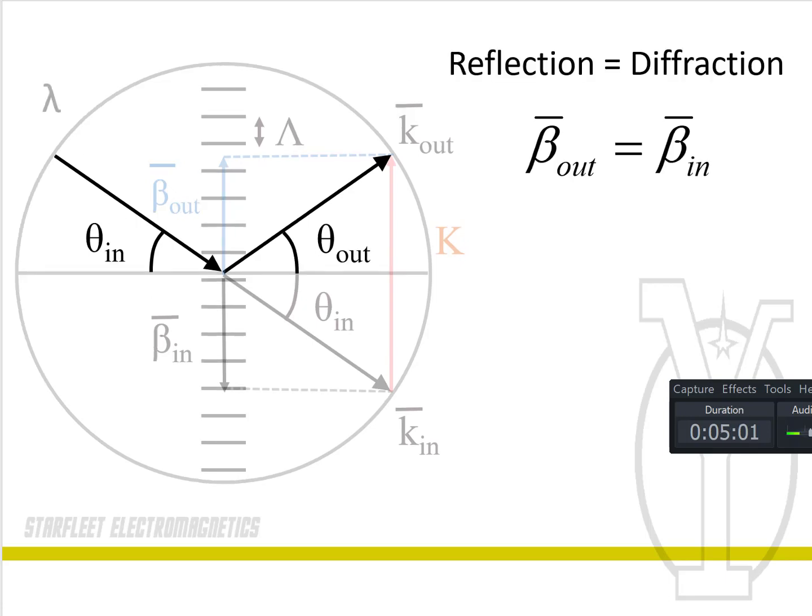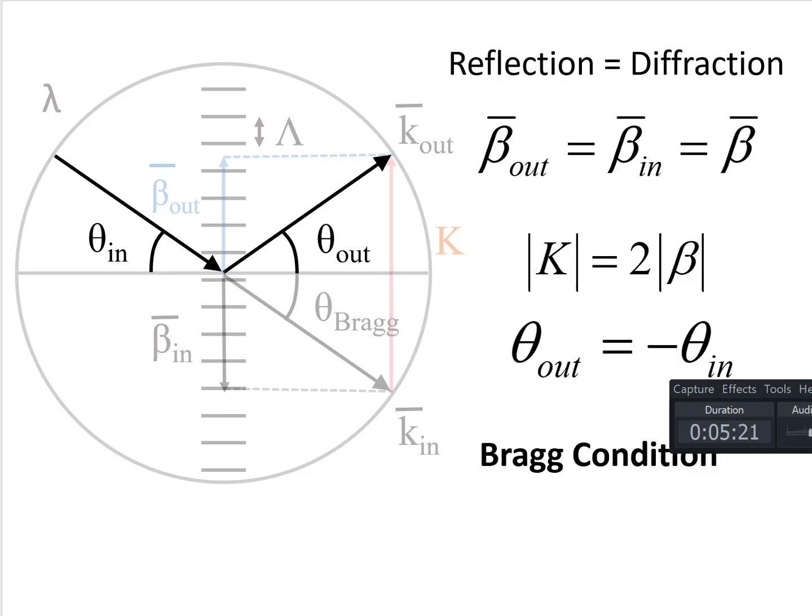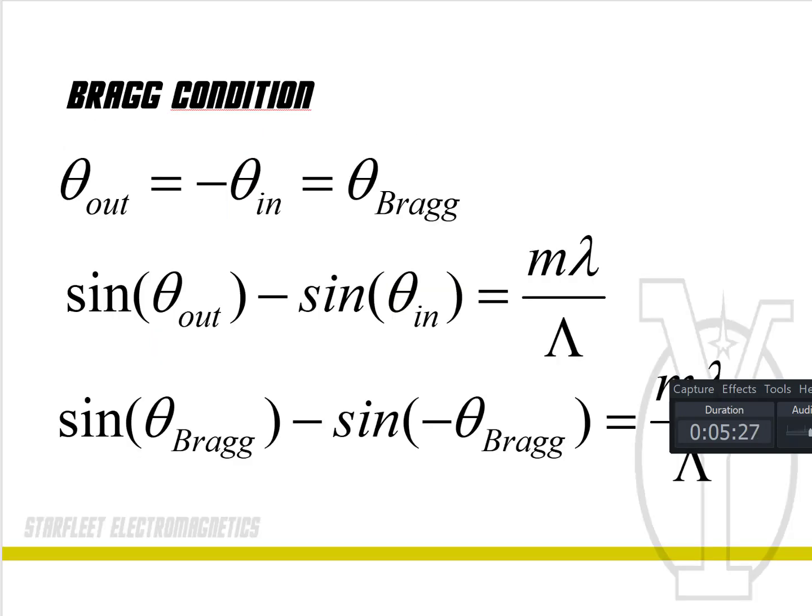We can derive the angle needed to achieve Bragg diffraction by equating the input and the output betas, and recognizing that big K must be equal to 2 times beta for the input and output angles to be equal in magnitude, though opposite in sign. When theta out is the negative of theta in, you have the Bragg condition. We name the output angle the Bragg angle. This is a little non-intuitive, instead of naming the input angle, for example, the Bragg angle. But everything comes out nicer if we do it this way.